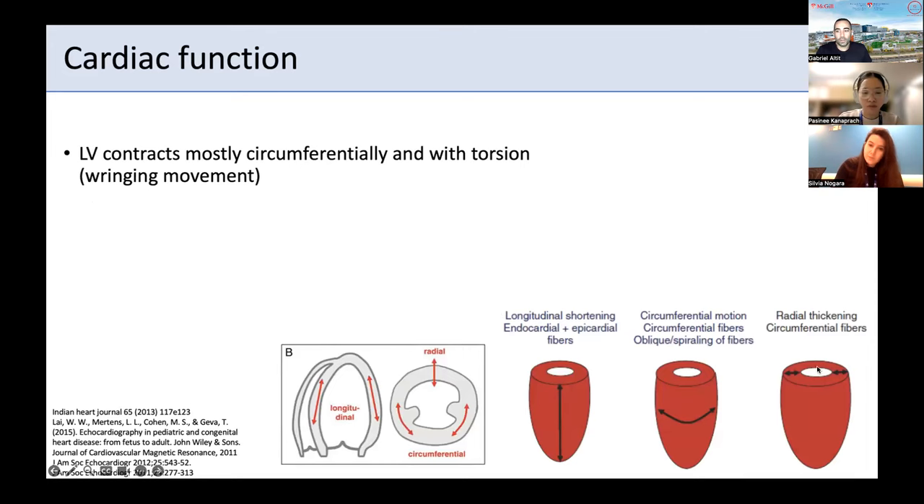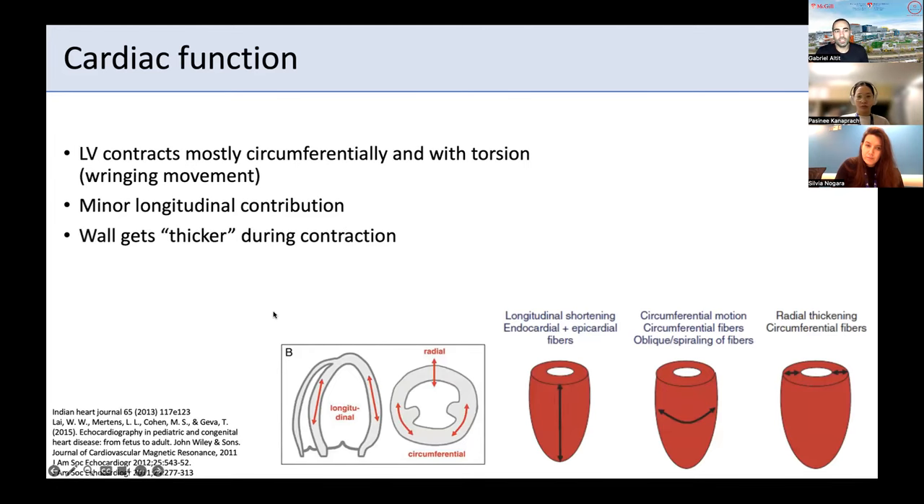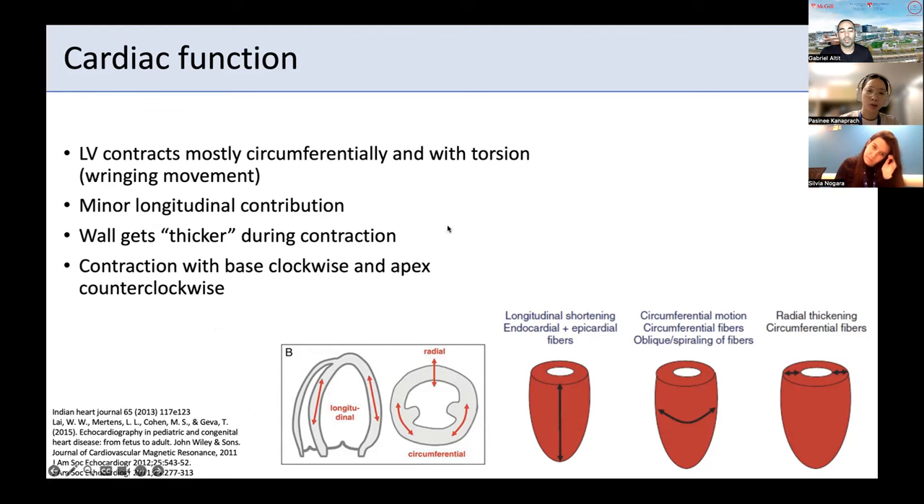So the LV contracts mostly circumferentially, so towards the inside, with a torsion or a kind of wringing movement, like a towel that you're trying to get the water out of. There's a minor longitudinal contribution, and typically the wall will get thicker during muscle contraction. Like if I'm trying to contract my bicep, it gets thicker during contraction and thinner when it's relaxing. And these radial properties, you start losing them when you get fibrosis of your wall. So like in ischemia or cardiomyopathies, dilated cardiomyopathy or hypertrophic cardiomyopathy, you can get changes in your radial thickening.